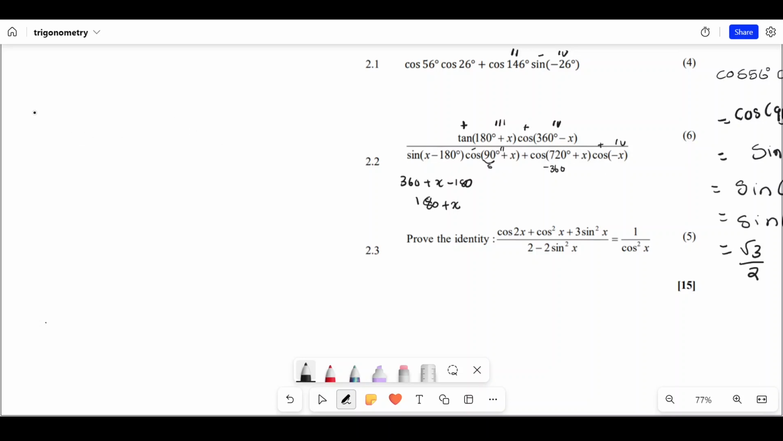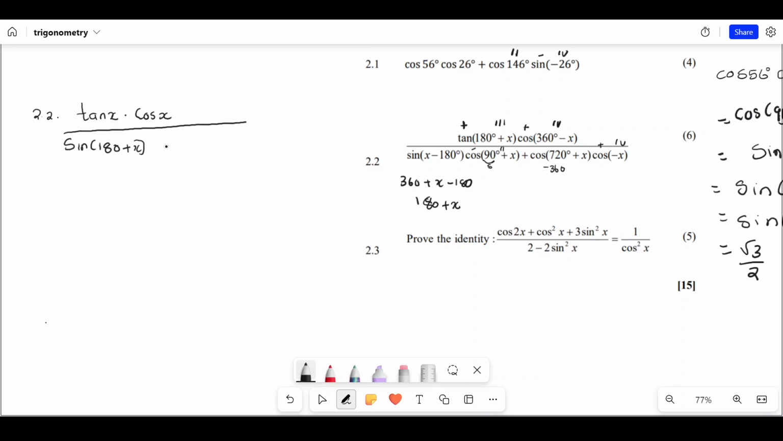Now we are going to write the answer for 2.2. The first one, the answer is positive tan x times positive cos x divided by sine. As I told you, it becomes sine 180 plus x. Let me write that. The x minus 180 becomes sine 180 plus x. That's what I have shown here.